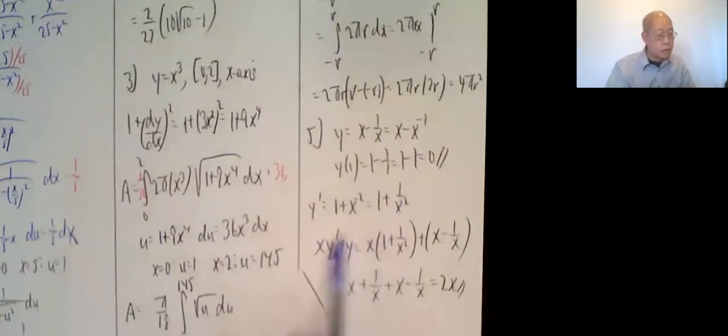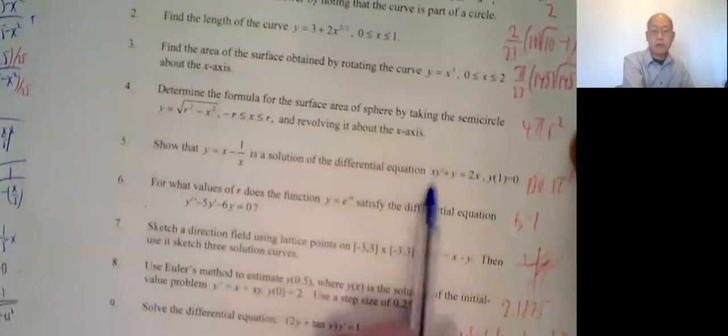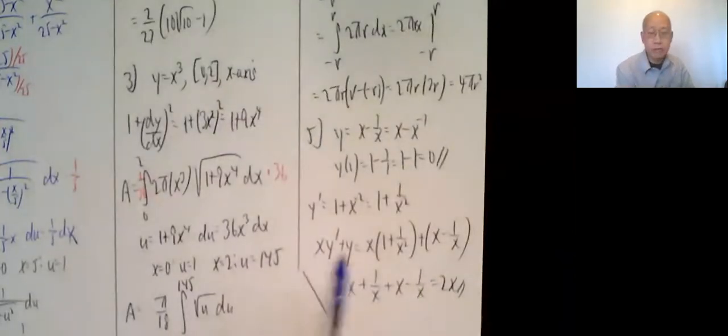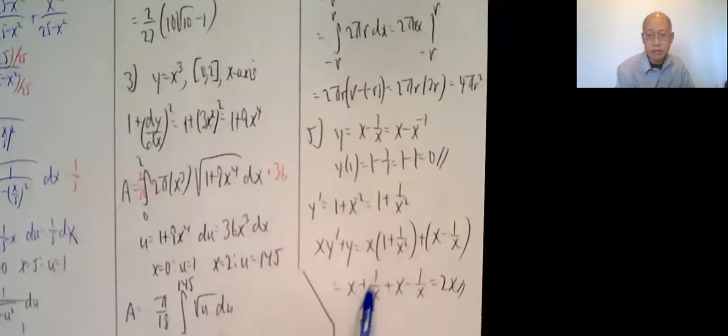Okay, now you wanted to show xy prime plus the original y. So xy prime plus y, hopefully it comes out to be 2x. So xy prime is x times, here's y prime, 1 plus 1 over x squared, plus the original y, x minus 1 over x. So distribute: x plus 1 over x plus x minus 1 over x. 1 over x cancels out. x plus x is 2x. That's what we're trying to prove.